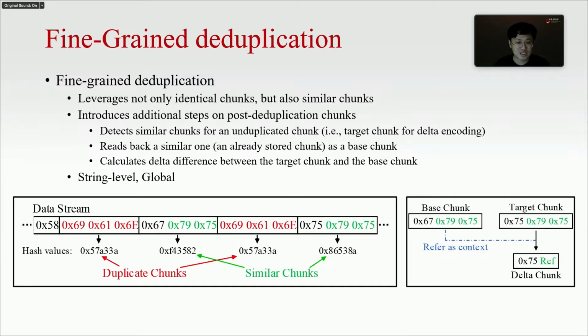Fine-grained deduplication is to detect similar chunks for non-duplicated chunks, and then read back a similar one as the base chunk. After that, the delta difference between the target chunk and the base chunk will be calculated, as the red figure shows, to eliminate redundancies between two chunks. In this way, fine-grained deduplication achieves a global and string-level approach.